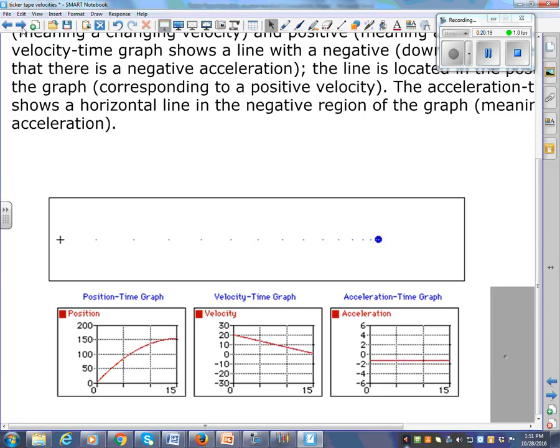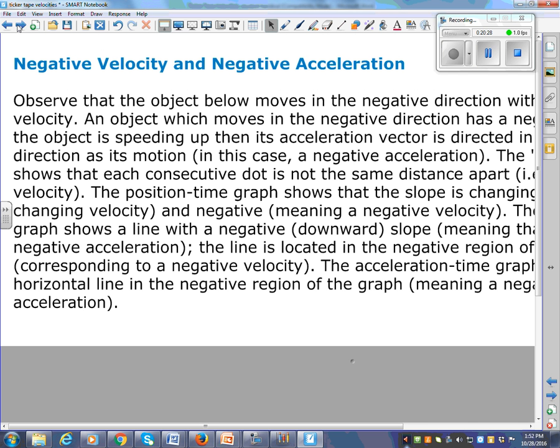How many we got left? Three? Okay, are we done this one? Yeah? Which one's next? Negative velocity, negative acceleration. Okay, let's talk this through. You had a little mental break there.